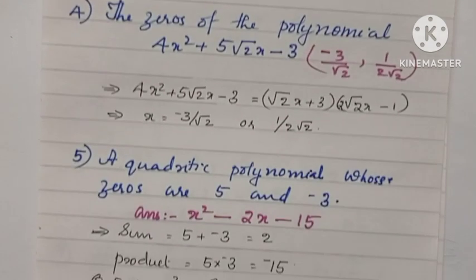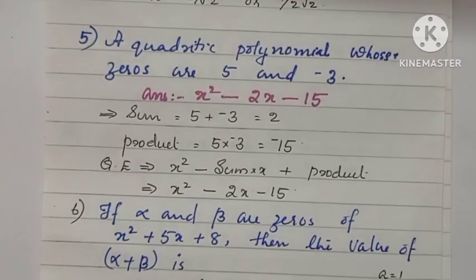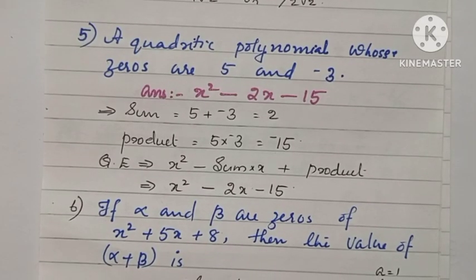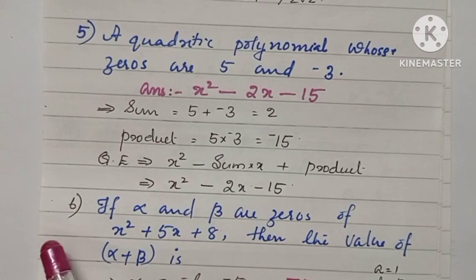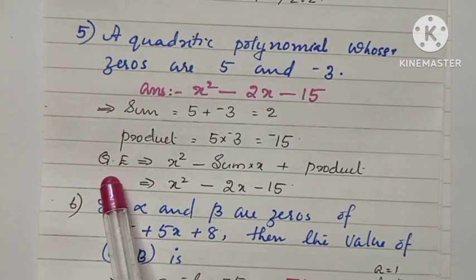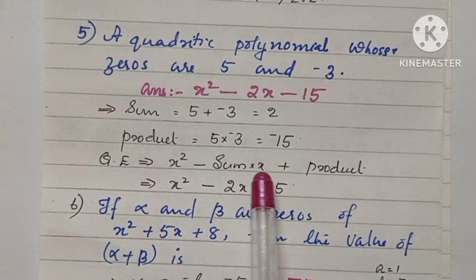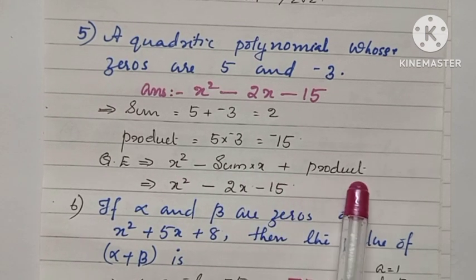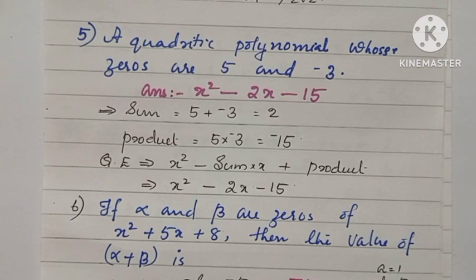Next one is a quadratic polynomial whose zeros are 5 and minus 3. We have to write the polynomial here. From this we will get the sum as 2 and the product as minus 15. Therefore the quadratic polynomial is x squared minus sum into x plus product. We will get the answer as x squared minus 2x minus 15.